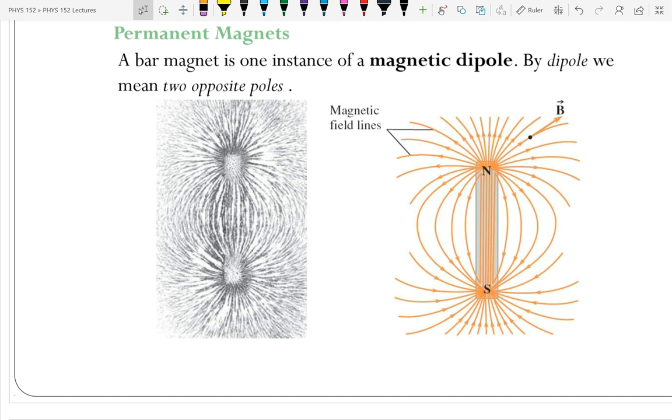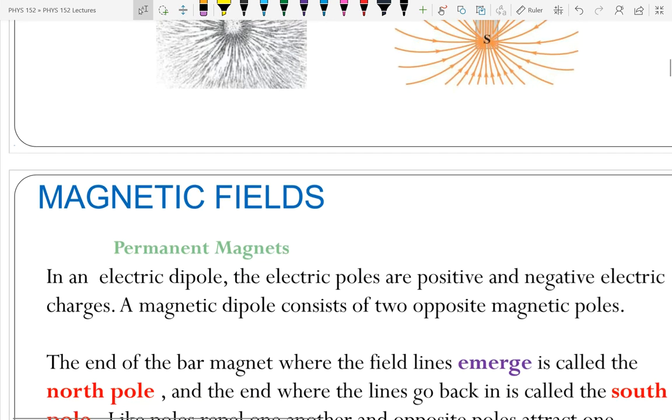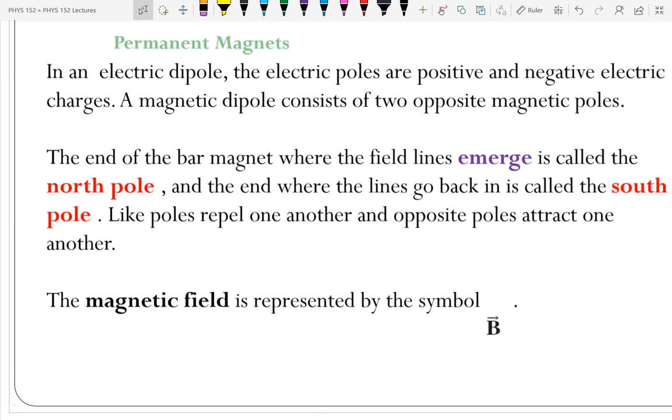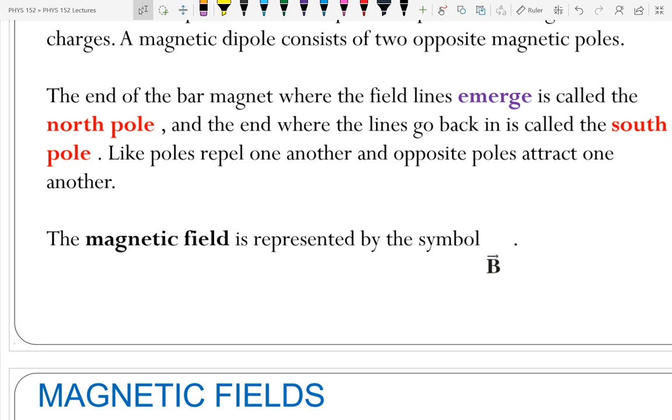And yeah, that's what a bar magnet's like. We've already talked about the magnetic field lines coming out of the north and going into the south and never having a start or an end.